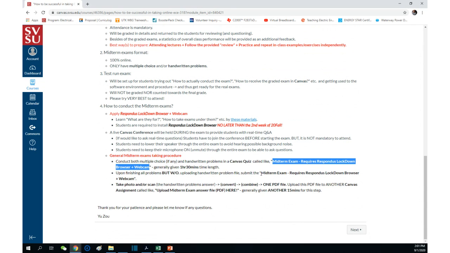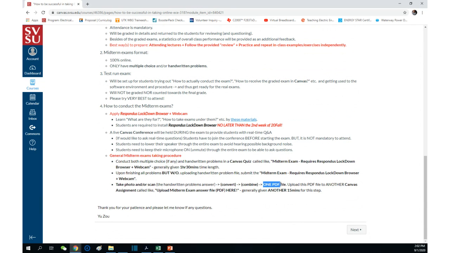And then you go to another one. Okay, you go to another assignment called upload midterm exam answer file here. Again, remember the name, because the name is very, very meaningful. You go to this name, and before uploading, you need to do a scan, convert, combine to become only one file.